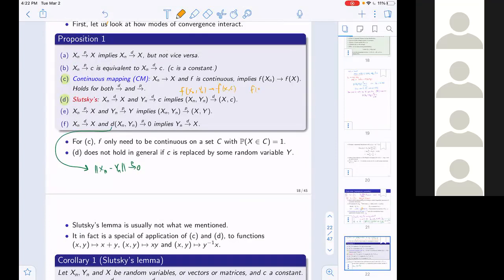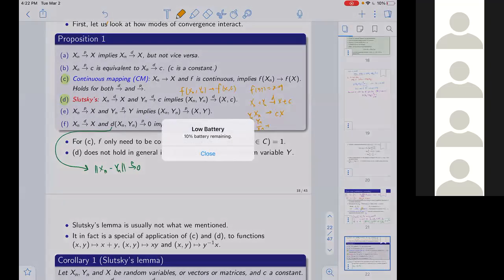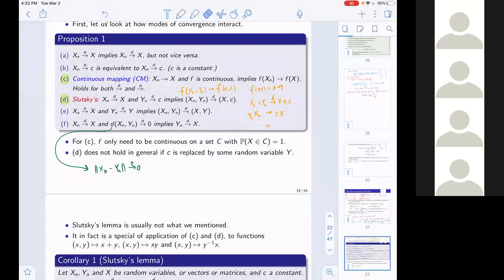So for example, if f of x, y is x plus y, I conclude that xn plus yn converges in distribution to x plus c. Or I can conclude that yn times xn converges to c times x, or let's say xn divided by yn converges to x divided by c. That's the actual Slutsky's lemma.